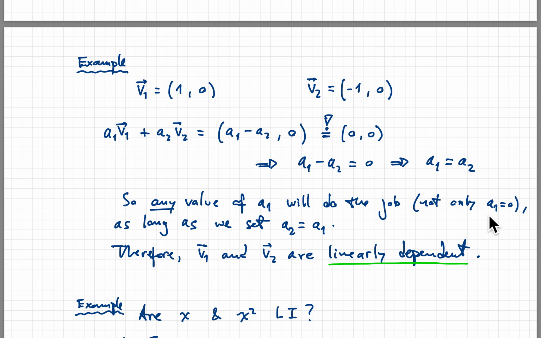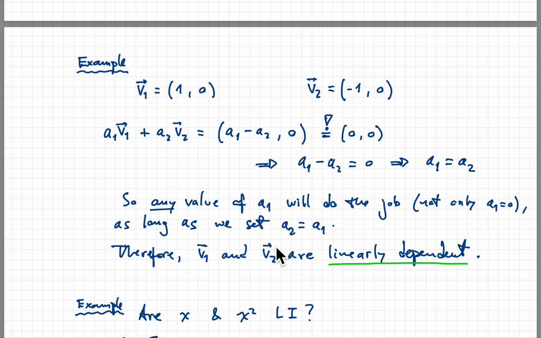If that were true, that only a1 equal to 0 and only a2 equal to 0, then it would be linearly independent. But in this case, it turns out that we can find a vanishing combination just by setting, for example, a1 to 1, a2 to 1, and we'd be done. So as long as we set a2 equal to a1, that will give you a solution to this problem of setting this combination equal to 0, and therefore v1 and v2 are linearly dependent.